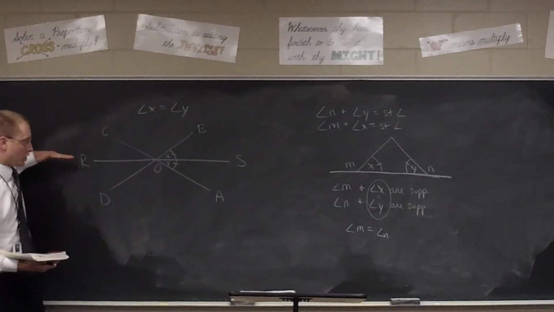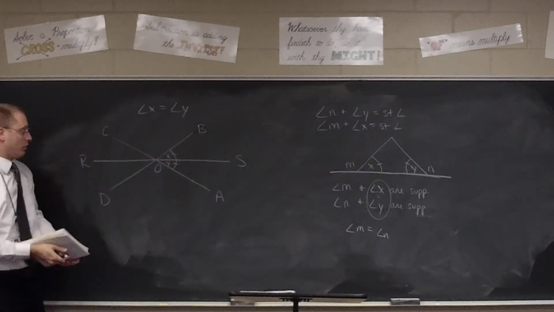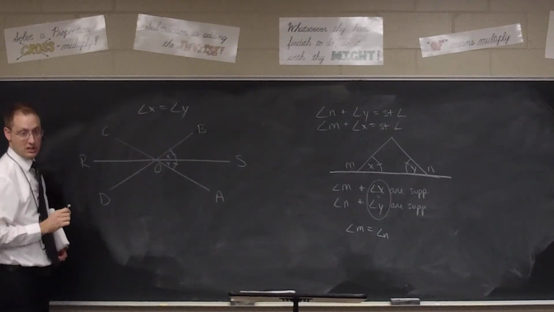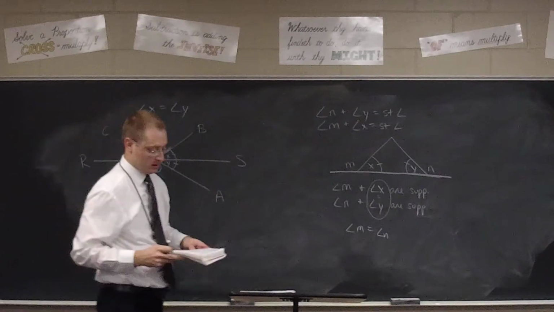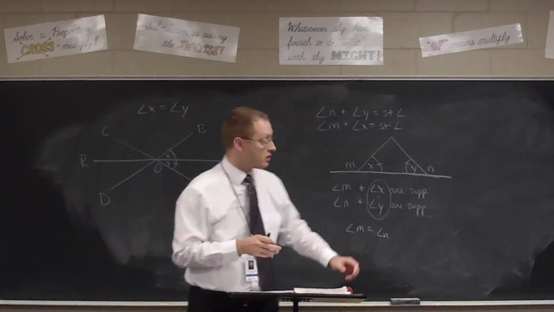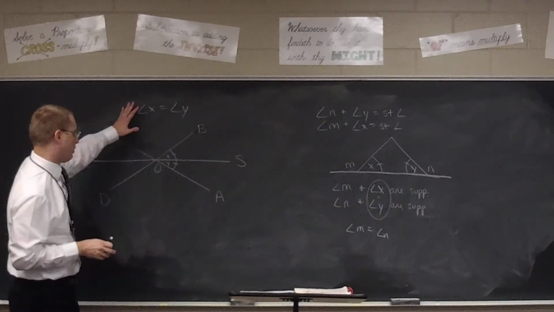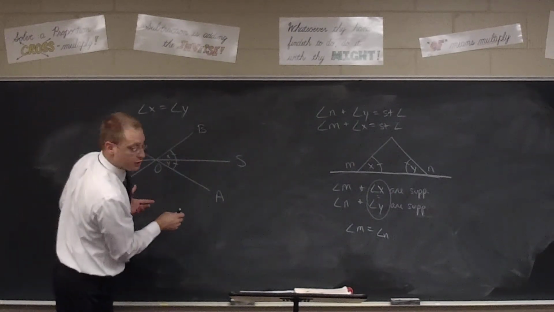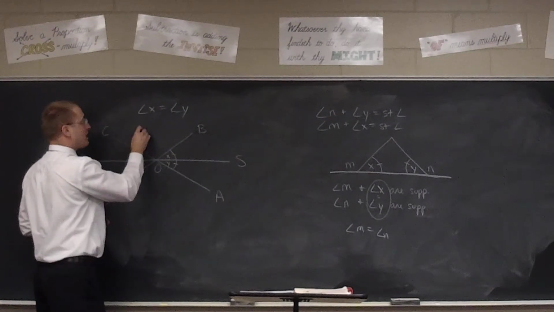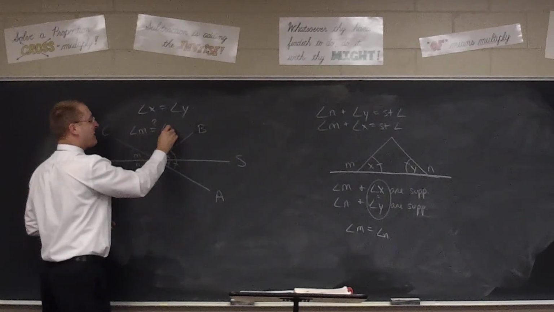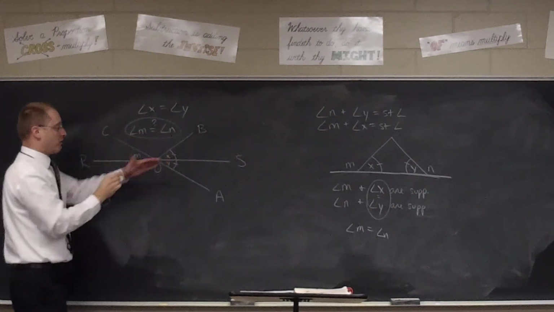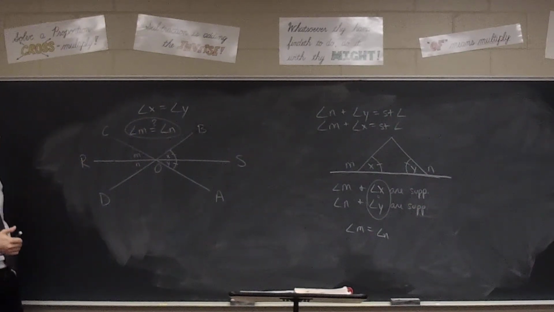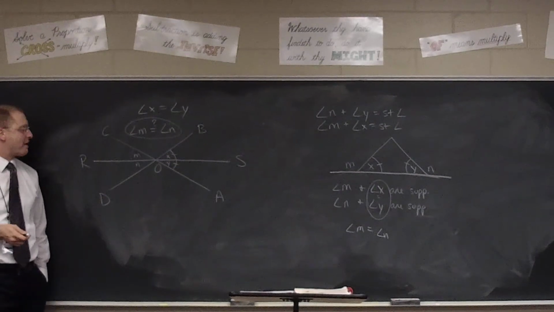So if we know for sure that this line bisects this angle, how could we prove it bisects this one? We know that X and Y are equal. We want to prove that it bisects this, that is, that it forms two equal angles, and the two angles are called M and N. So if we could prove that angle M and angle N are equal, then we have proven that RS bisects the angle. Thoughts on how we could show that M and N are equal?